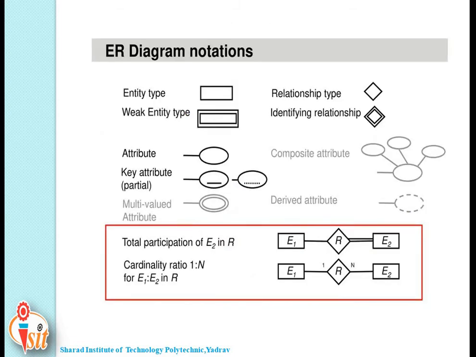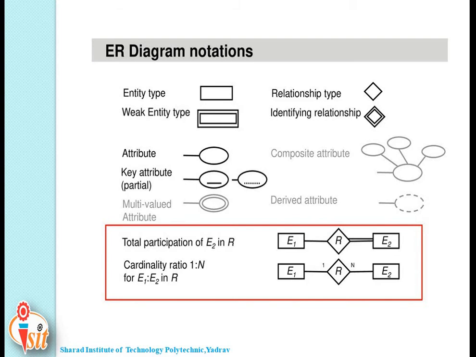Here you can see the notations, like the first one I explained to you, entity. In that, strong entity is represented by rectangle and weak entity is represented by double rectangle. After that, we are going to continue with attribute. Attribute is the property. Now I said to you that key attribute is represented by an ellipse having text underlined.